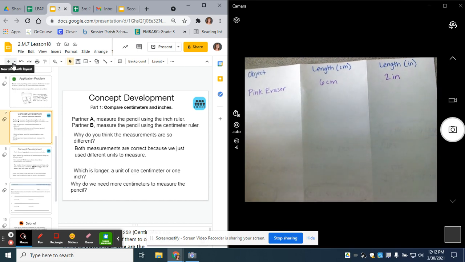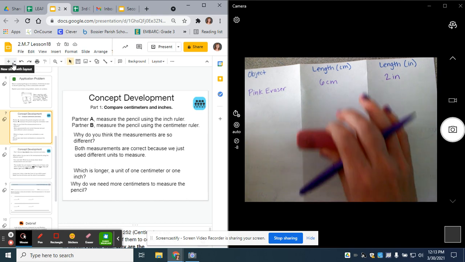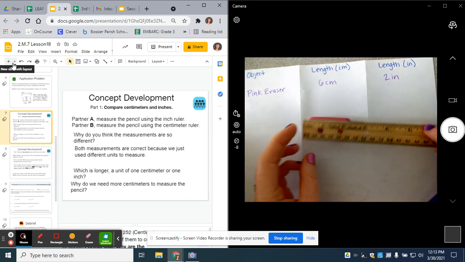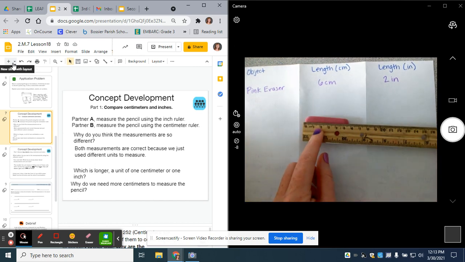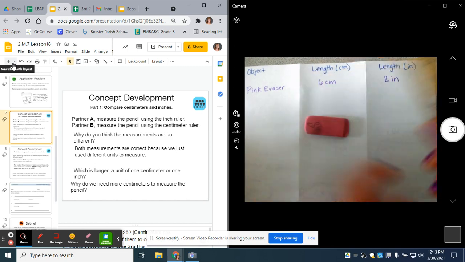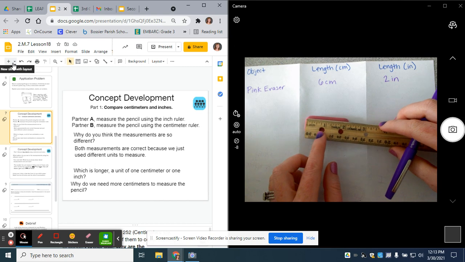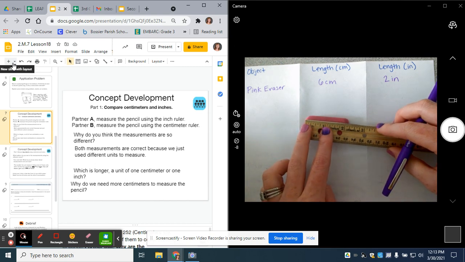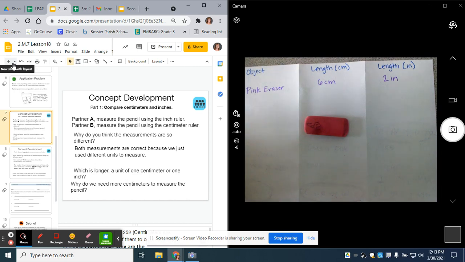So comparing these, which is longer, centimeters or inches? Well, the number 6 is larger than the number 2, but they are the same length. Why do we need more centimeters to measure the eraser? Well, we need more because they are smaller units. Centimeters are much smaller. There's a centimeter piece, 0 to 1. And then looking at our inches, it's a much bigger piece. So it takes more centimeters because they are smaller.